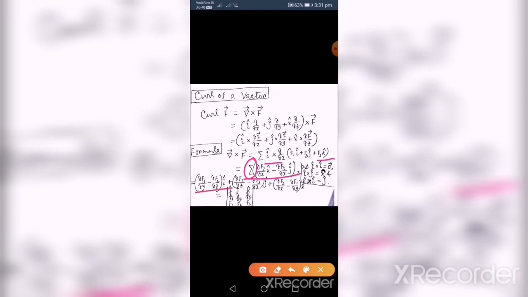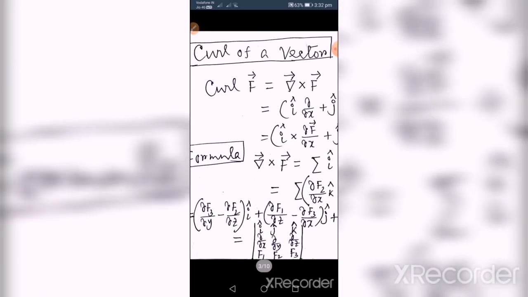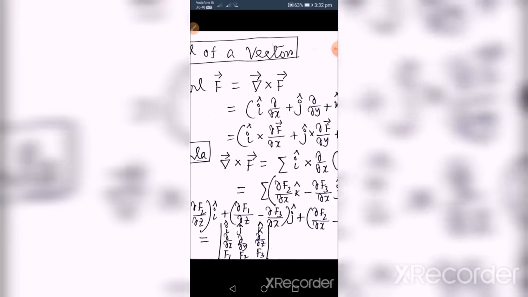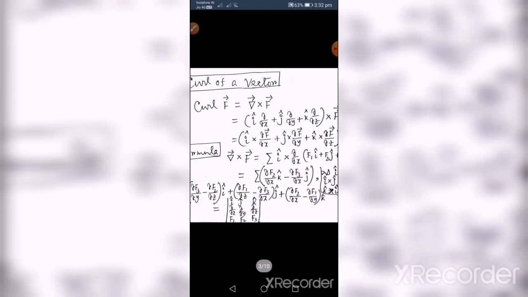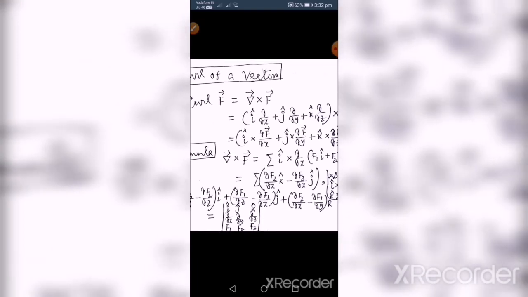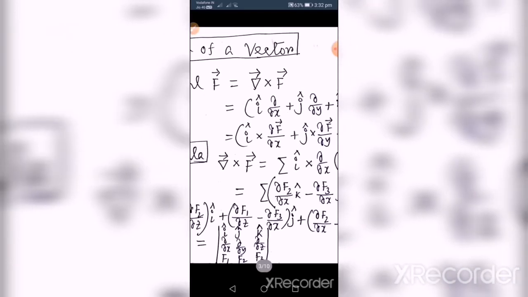So in general we will get three brackets like this: (del f3/del y minus del f2/del z) i cap plus (del f1/del z minus del f3/del x) j cap plus (del f2/del x minus del f1/del y) k cap, which can be written in brief in terms of a determinant.